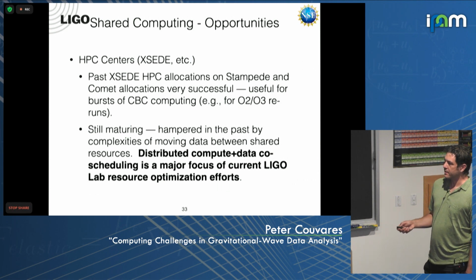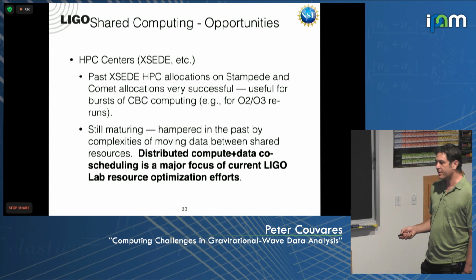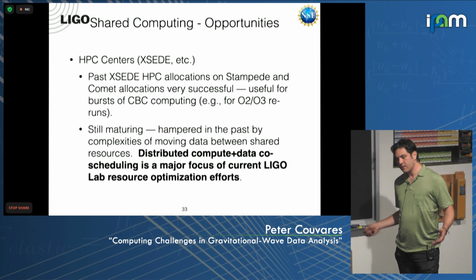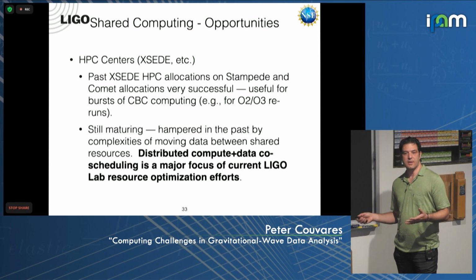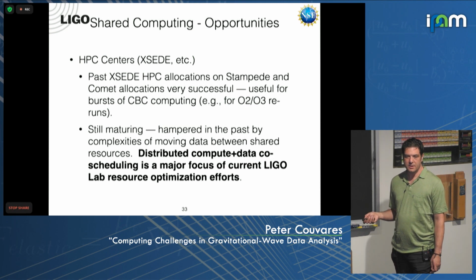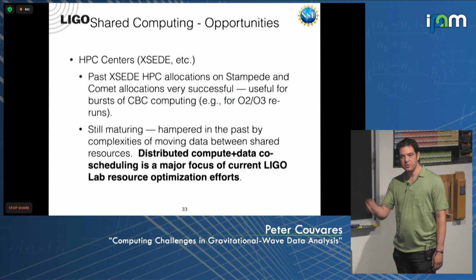We've had allocations on HPC centers in XSEDE that have been very successful, Stampede and Comet in particular, particularly for the CBC computing. But it's been hampered in the past by the complexities of moving data between shared computing. So a full rerun on O3 might need 30 gigabytes of gravitational wave strain data. And that's not something that's hosted at a given XSEDE cluster, and that's a bit more than you can stream in on demand if you're just running there for a day.